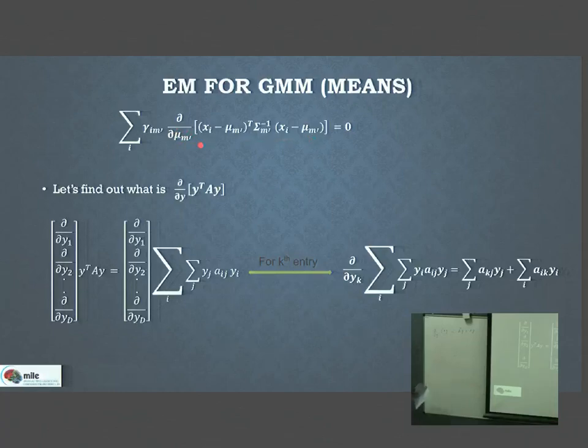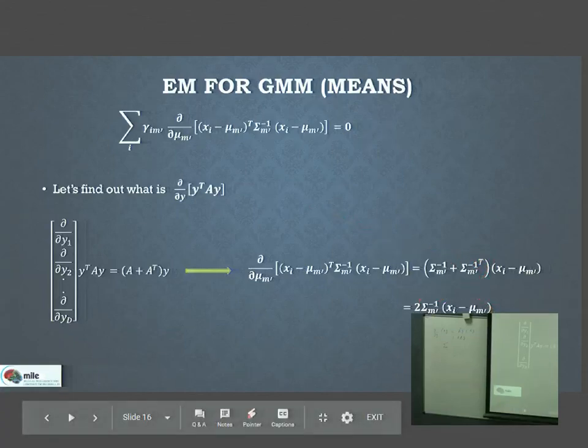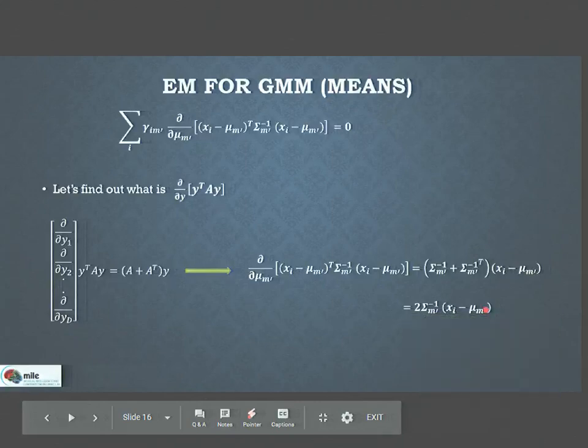Now, A in this case is sigma m inverse, sigma m dash inverse. So this is a symmetric positive definite matrix and so on. So you can substitute the corollary of the proposition which you have seen, which is 2Ay, in this equation, and we get something like this: 2 sigma m inverse into xi minus mu m.